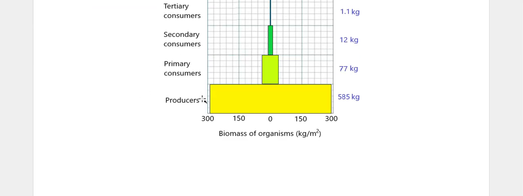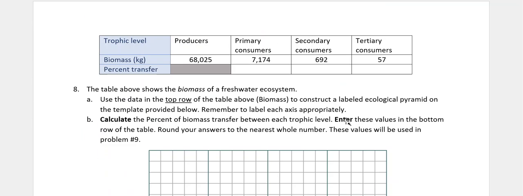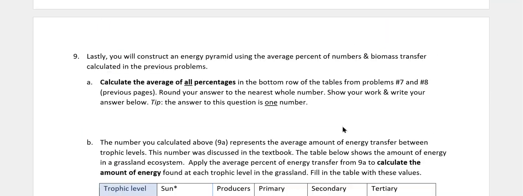So what is each bar representing? I added to this one the numbers, which can be helpful. You don't have to do that, but I find that's a helpful way to set up the graphs. Okay. Now for number 9, this one is a little different.